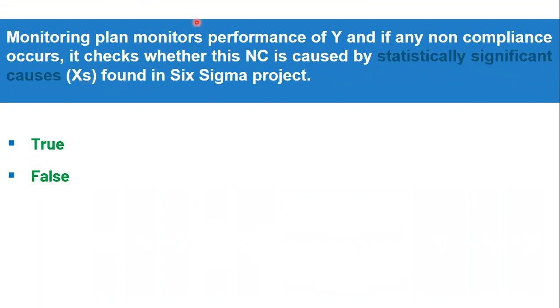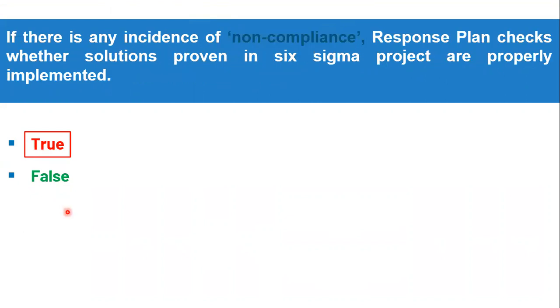Monitoring plan monitors the performance of Y, and if any non-compliance occurs, it checks whether this NC is caused by statistically significant causes found in the Six Sigma project. True or false? See here, both of them are in green, so it's not always green that is right. So we want to change that now. So true or false, and the answer is true. So follow the red here. So the answer is true. So next question.